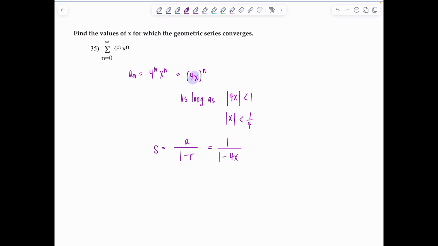Yeah, I think I got carried away. I think all they asked for was find the values of x, and I did what it asked for in the last problem. Okay, so here's the values of x. The absolute value of x is less than 1/4. So negative 1/4 is less than x, which is less than 1/4. And then PS, we're so fancy, I gave them the sum too. Why not? Look at us overachieving.